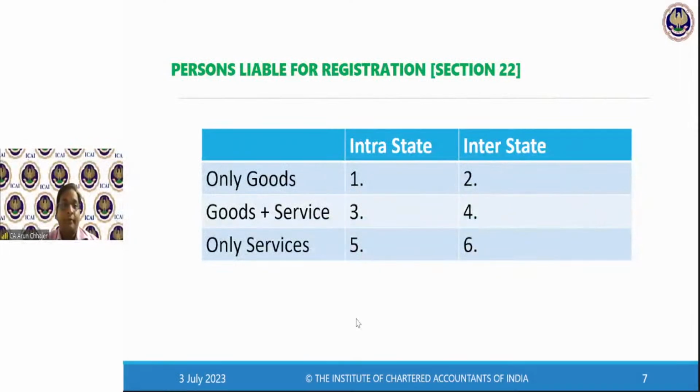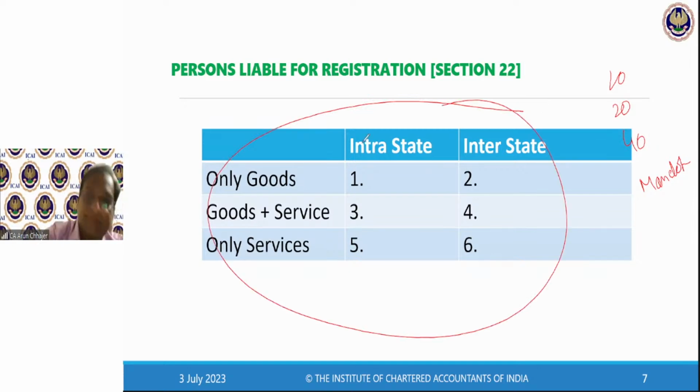The last question, please give the answer 1, 2, 3, 4, 5, 6. 1 के लिए क्या है? The options are 10, 20, 40 or mandatory. Kindly give the answer for all the 6 questions. Give the answer 1 कितना, 2 कितना, 3 कितना, 4 कितना, 5 कितना, 6 कितना.